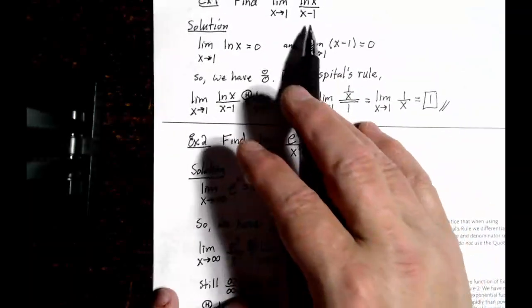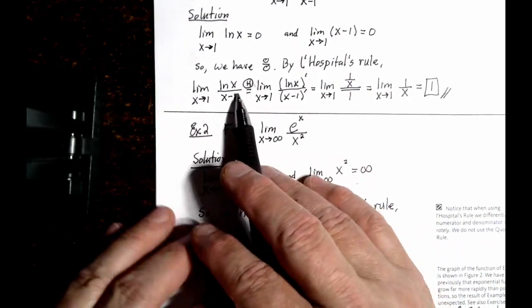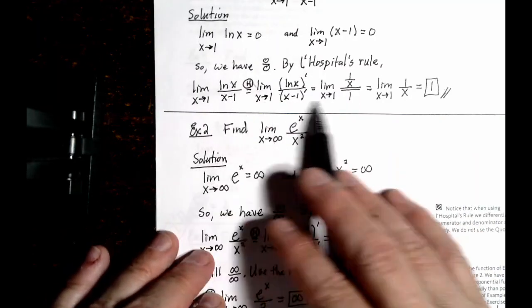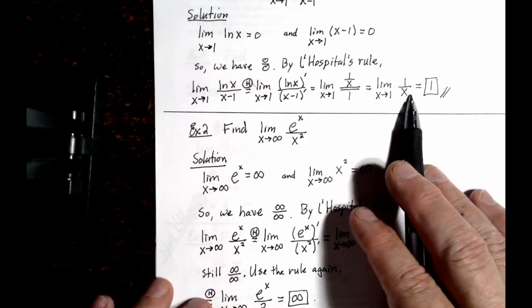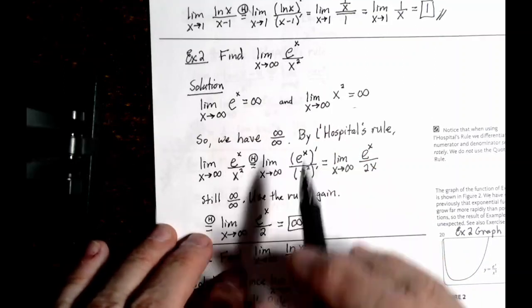So here we got a problem where we got 0 over 0. So we can use L'Hopital's rule. We take the derivative of ln of x, we get 1 over x, derivative of x minus 1, and we get 1. And that reduces down to just 1 over x, and now you can do direct substitution and you get an answer. Here you've got infinity over infinity.